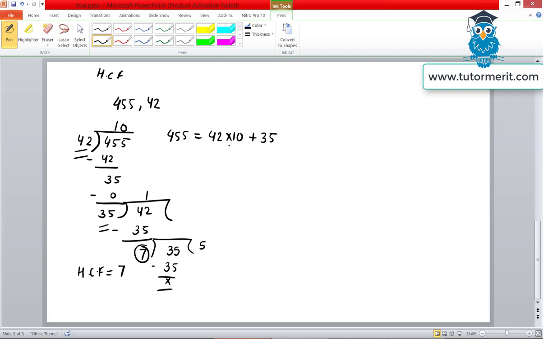Similarly, here what you have to do is express this in a similar fashion. Again, you will start using these two numbers. So I will start expressing 42 in terms of 35, and I'll say 35 into 1 plus 7. Then I will take these two. So this will be 35 is equal to 7 into 5 plus 0. As soon as I get my remainder equal to 0, I know I have found my HCF, and this is my HCF.